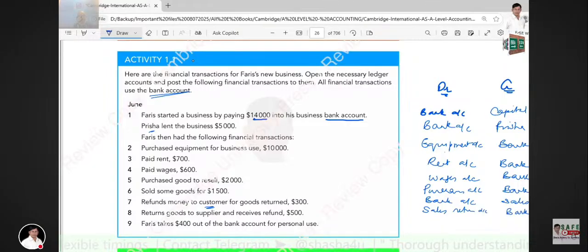Return goods to supplier and receive a refund. So the supplier is refunding. Return goods to supplier means purchase returns. Purchase returns is the opposite of purchases. So what is happening? We are getting a refund. So money is coming back. Then the owner takes 400 out of the bank account for personal use. So what is happening? It is drawings. Money is going out.